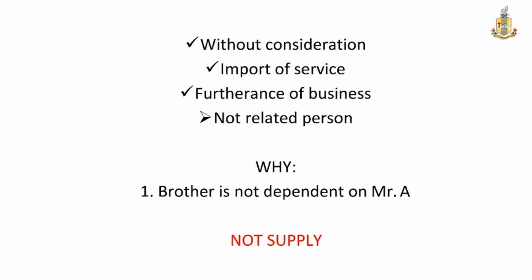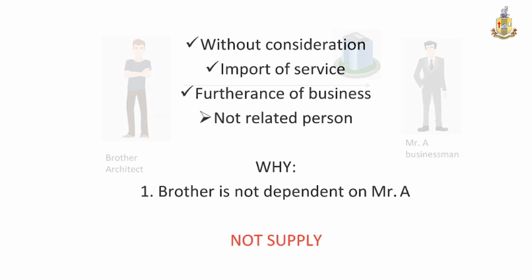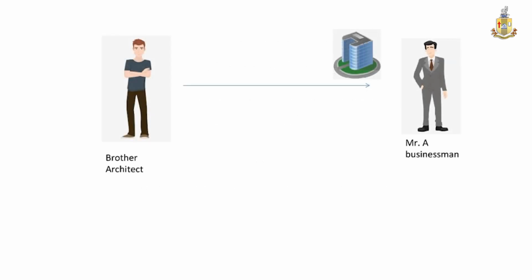Why are we saying not a related person? Because the brother is not dependent on Mr. A. If the brother is a related person and is dependent on his brother Mr. A, then this transaction will be called a supply, even when there is no consideration. But here the brother is not a related person, because he is not dependent on Mr. A, hence this is not called a supply.